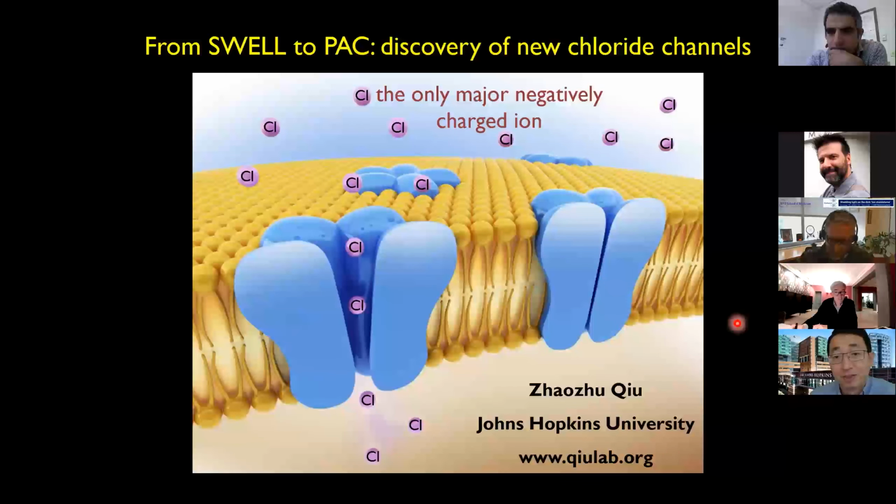And in the last 50 years, people typically focus on cation channels, sodium, potassium, calcium channels. For good reasons, they're underlying action potential and signal transduction. However, chloride is also very important in many functions. And it might be very surprising to you that many chloride channels haven't been cloned, meaning that you can do electrophysiology and measure the current density, but you don't know what genes are responsible for them.